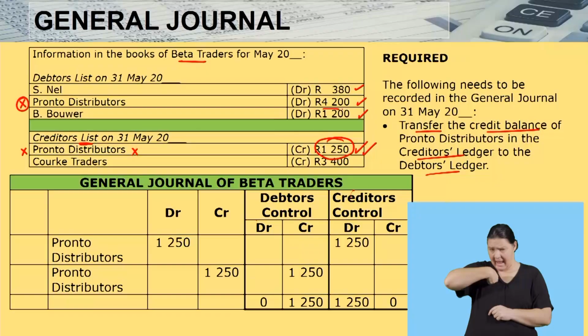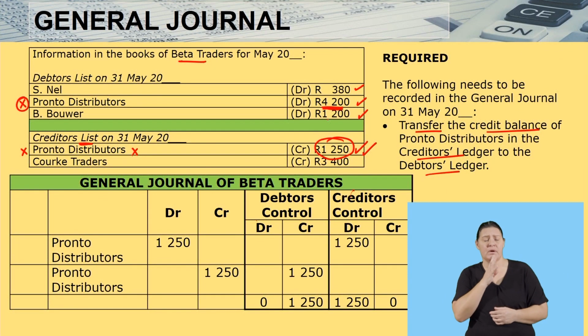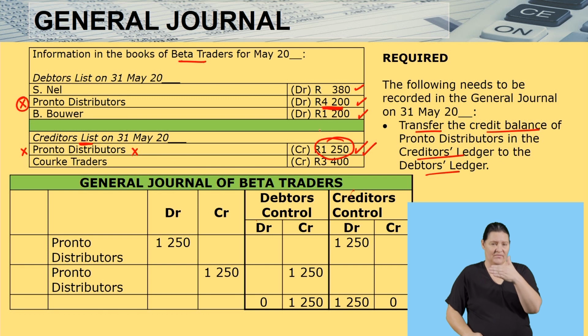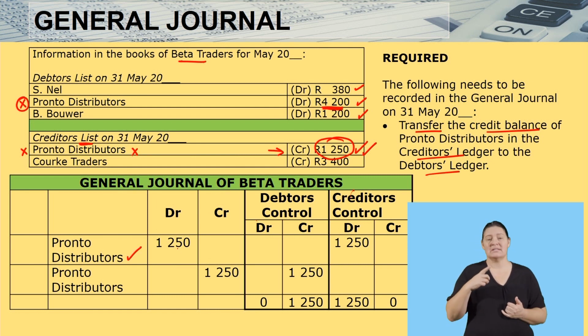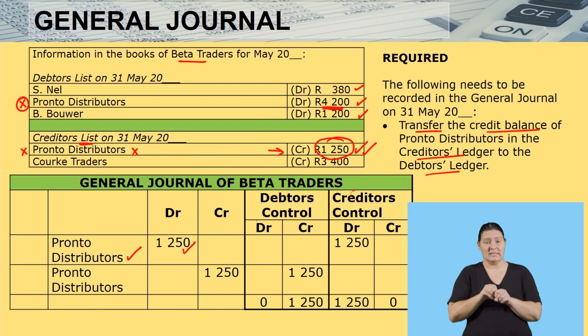But they must pay us 4,200. So we want to write off these amounts now. But again, remember, we write off using the lesser amount. We then will debit our Pronto Distributors. We are debiting our Pronto Distributors. Remember, we are now reducing the creditors amount.